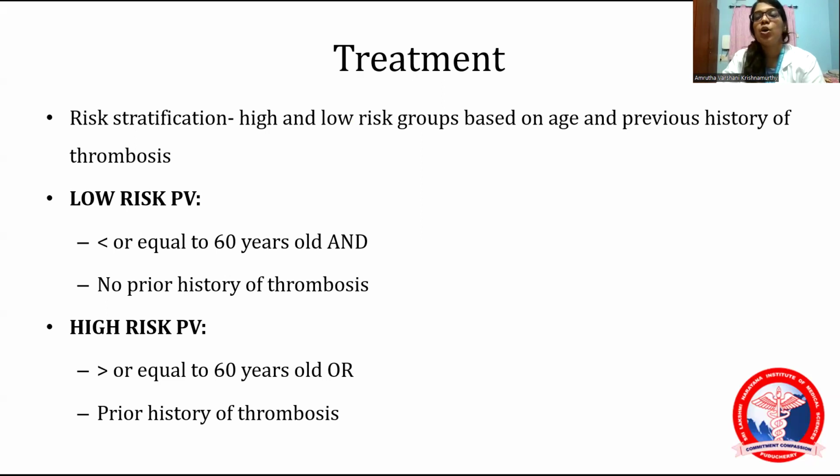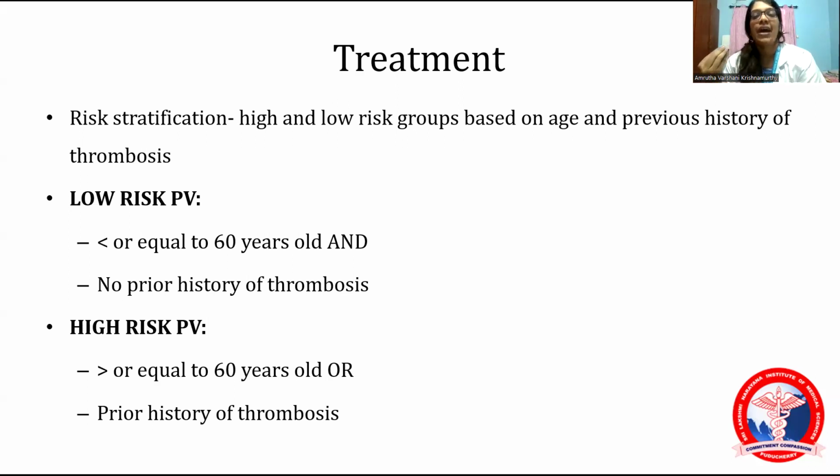What do we mean by low risk polycythemia vera? Low risk includes patients who are less than or equal to 60 years of age and there is no prior history of thrombosis. Whereas high risk polycythemia vera includes patients more than or equal to 60 years of age, or with a prior history of thrombosis. So always remember, whenever you discuss treatment of polycythemia, the first thing is risk stratification. Based on this, we have to decide what therapy has to be given.